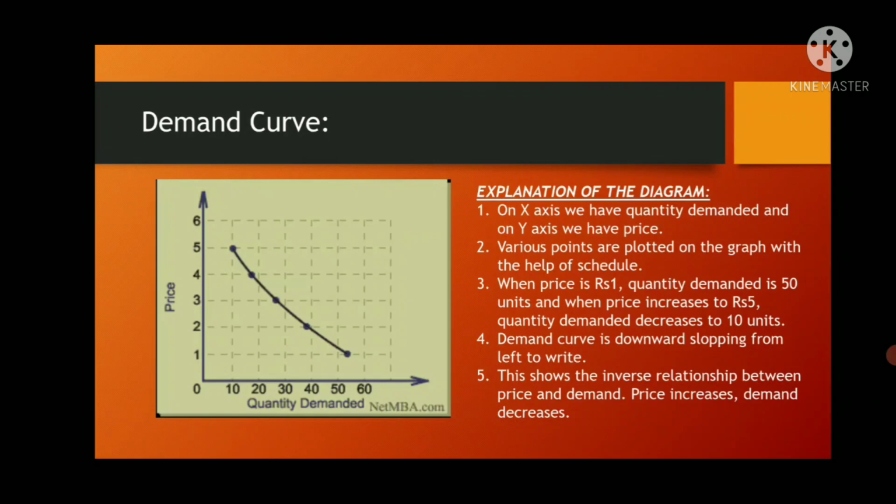When price is rupees 1, quantity demanded is 50 units. You can see it on the diagram. And when price increases to rupees 5, quantity demanded decreases to 10 units. This shows that the demand curve is downward sloping from left to right. This shows the inverse relationship between price and demand. Price increases, demand decreases.